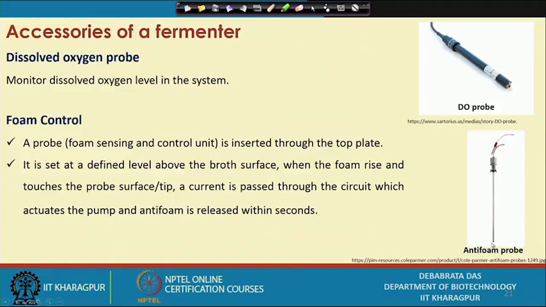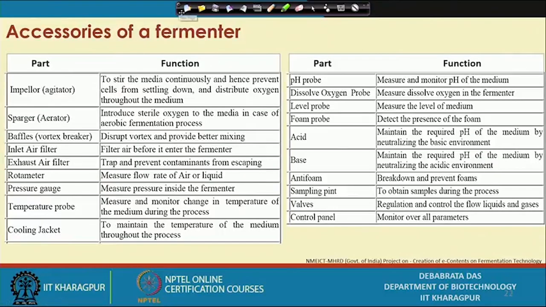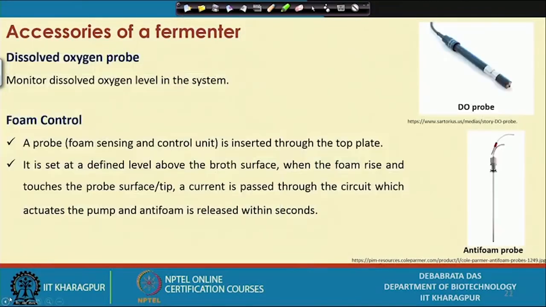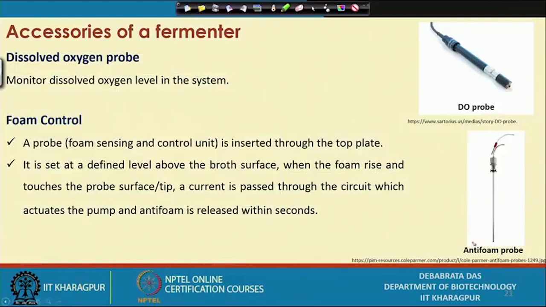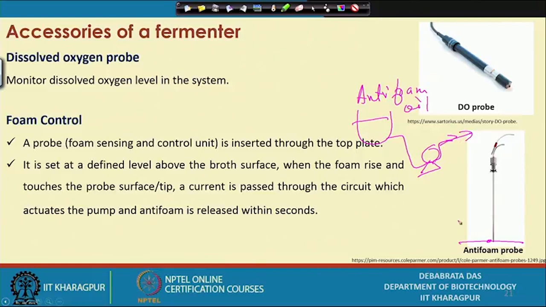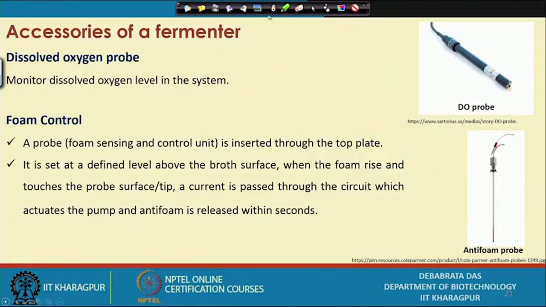Foam control, I told you, is the sharp needle present at the top of the fermenter. When the foam touches it, it is connected with a pump, which is connected with an anti-foam oil tank, and it will draw the anti-foam oil liquid and put it in the fermenter to subside the foam. That is how the foam control takes place.